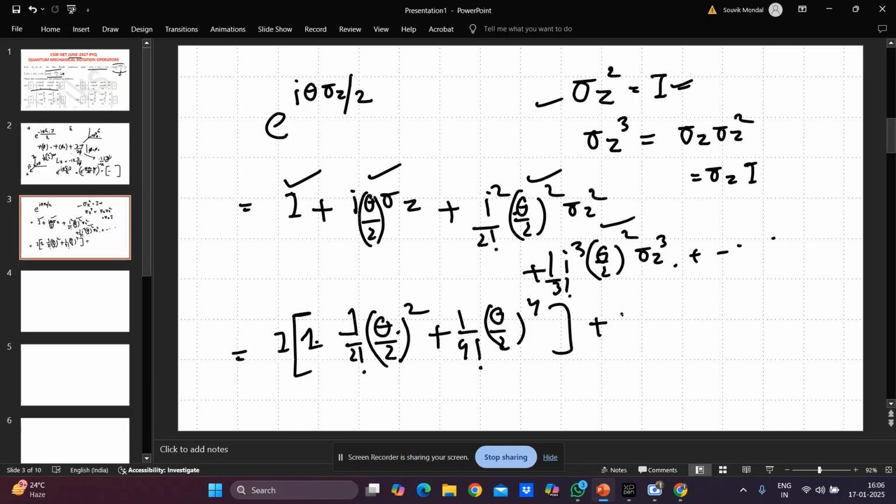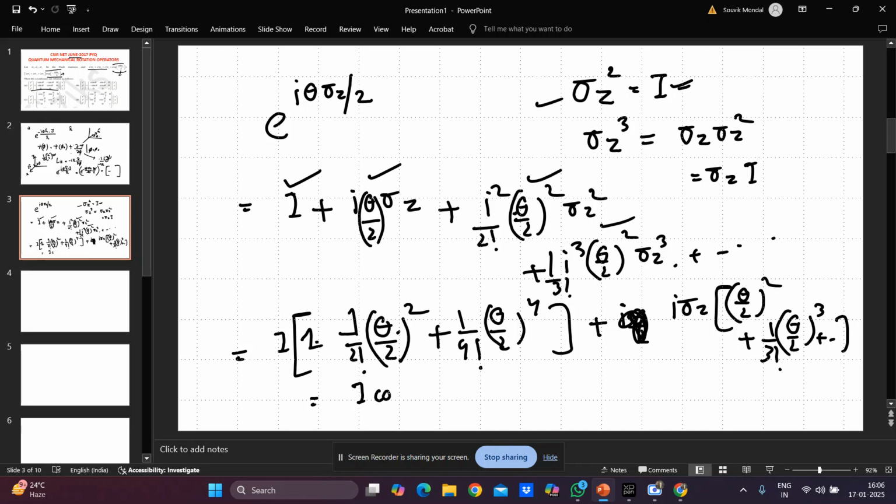You can very quickly see, I sigma z times theta by 2 plus 1 by 3 factorial theta by 2 cube, and it will go on. So this is nothing but I into cos theta by 2. And this whole bracketed term is nothing but sine theta by 2. So this is your operator, your simplified version of this operator.